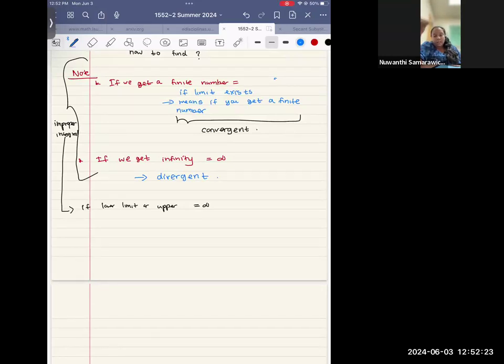So the first thing you have to write is: first, replace your infinity with some variable. Throughout my example I'm using the variable t, but you can use any variable. So first replace infinity with the variable and express it as a limit.